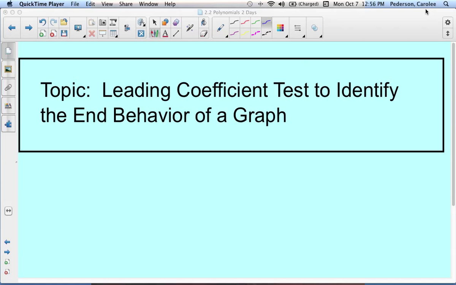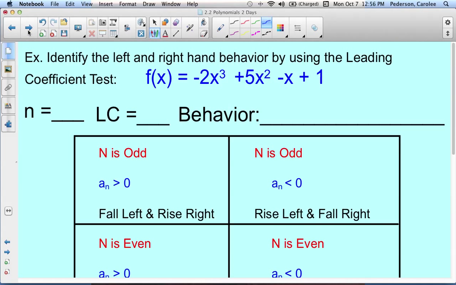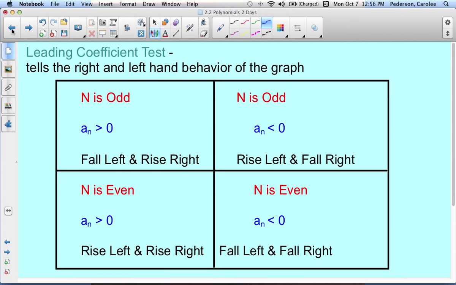This topic is the leading coefficient test to identify the end behavior of a graph. I would pause and write down this slide in its entirety. Okay, you should have paused it.